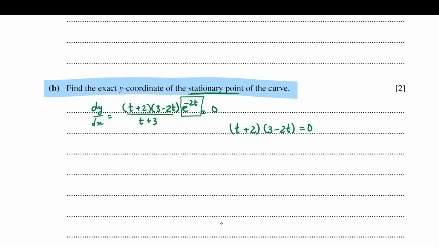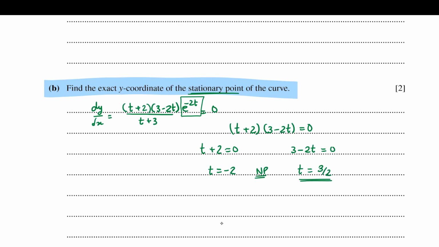If we have these two terms, either of them has to be 0, then only we'll get 0. So it means t plus 2 equals 0 or 3 minus 2t equals 0. t equals minus 2 is not possible because t has to be greater than minus 2. So from here we get t equals 3 by 2.